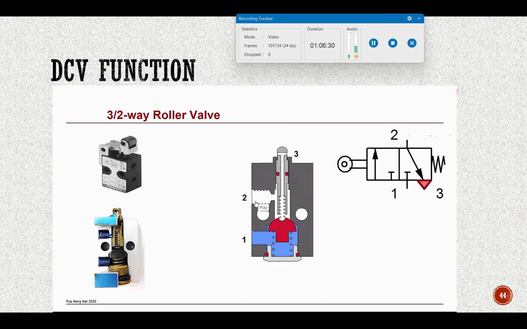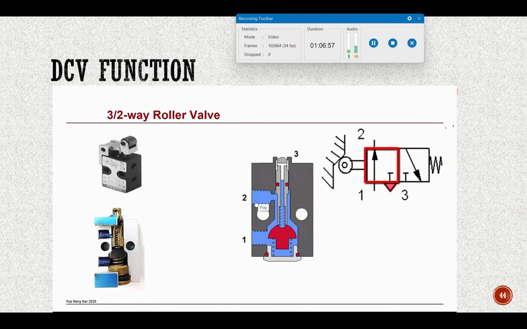When the roller valve is not activated, compressed air supply to port 1 is blocked. But port 2 and 3 are connected. That is, air can travel freely between the two ports. Note that port 3 is normally an exhaust port, air escapes to atmosphere through this port. Try to trace out the air path of the cross-sectional view and the symbol shown. They both correspond to each other.